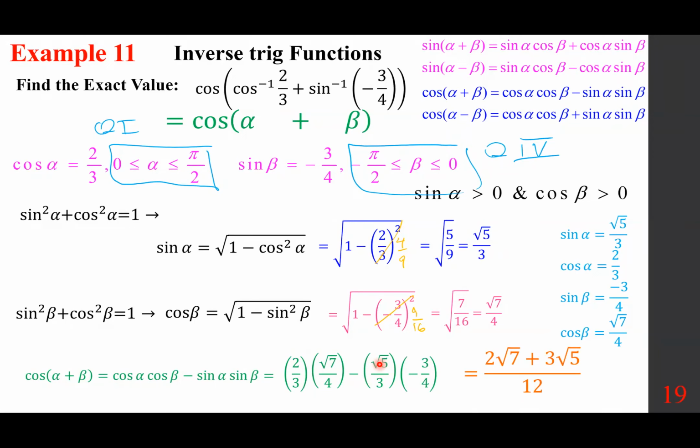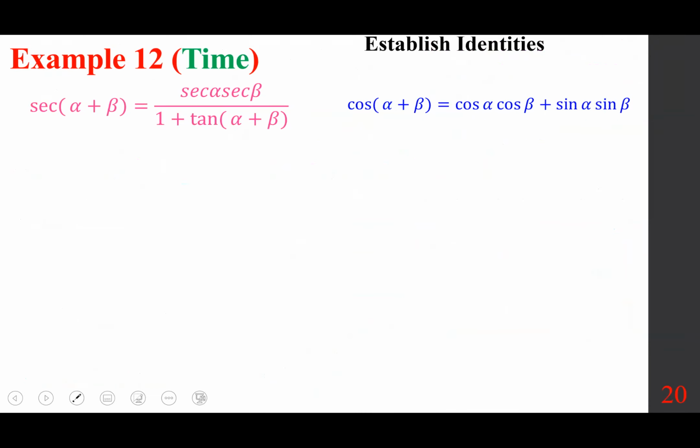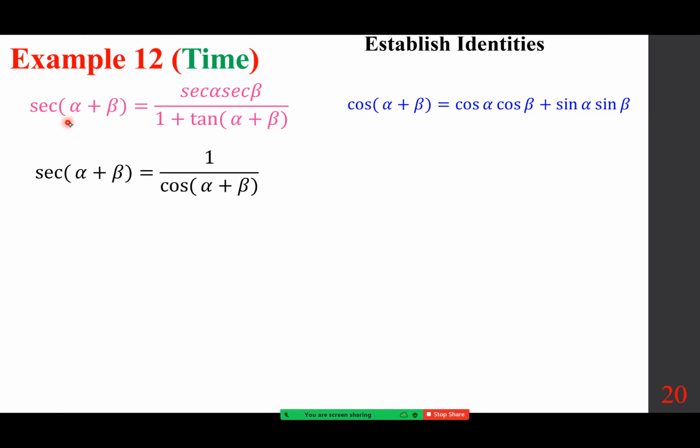I'm going to look at one more example. We want to establish secant of alpha plus beta is secant alpha secant beta over 1 plus tan alpha tan beta, and we're going to use that starting with secant and knowing that the secant is 1 over cosine. Secant on the left side is 1 over cosine, and therefore it makes it 1 over cosine alpha cosine beta plus sine alpha sine beta.